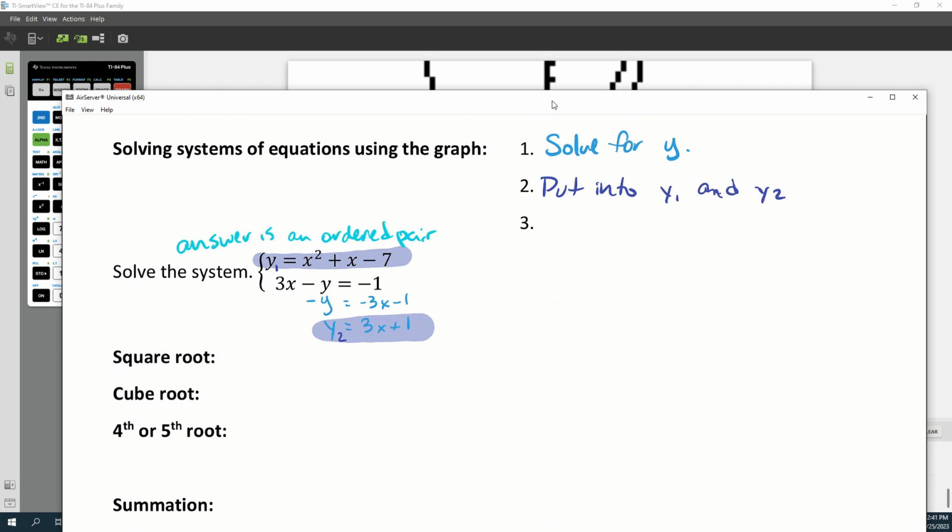All right, so we're going to find the intersection by doing second trace and then the number 2.